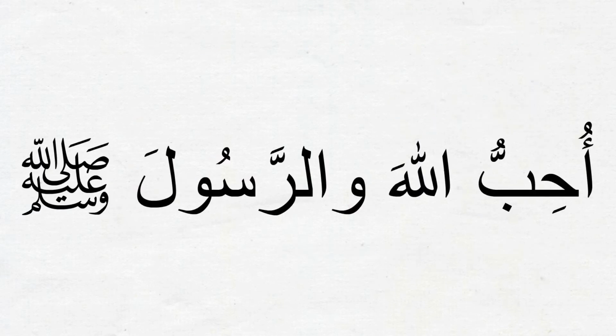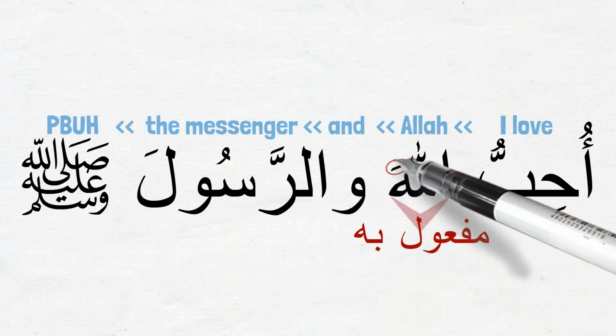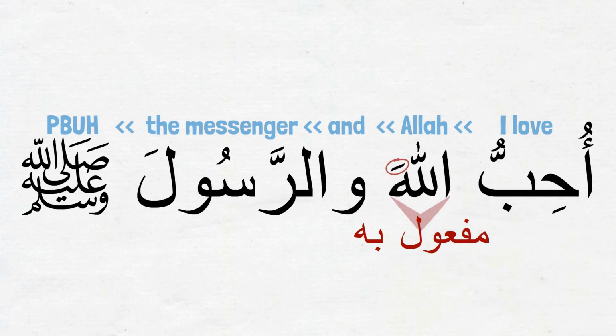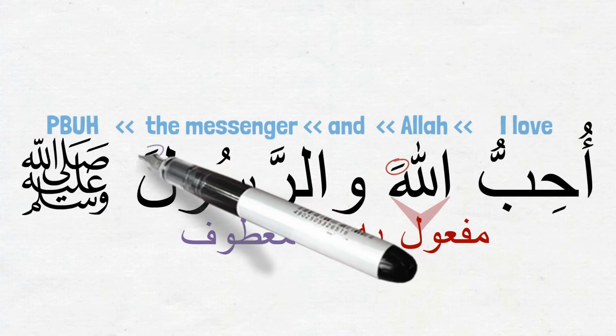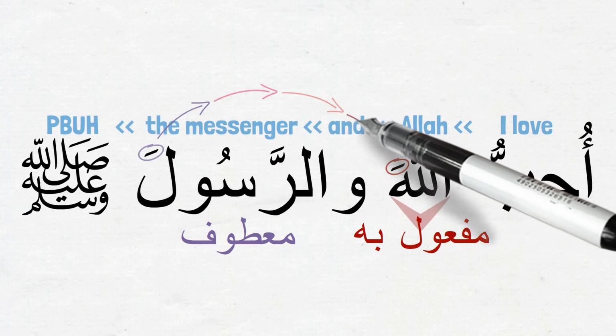Here's an example. أحب الله والرسول صلى الله عليه وسلم. I love Allah and the Messenger, peace be upon him. Here, أحب means I love. The ism Allah is مفعول به, that is why it is coming as mansub. Wa is حرف عطف. The next ism الرسول is معطوف, or connected to the ism Allah. That is why it is also mansub, because معطوف matches the case of the ism that it is connected to.